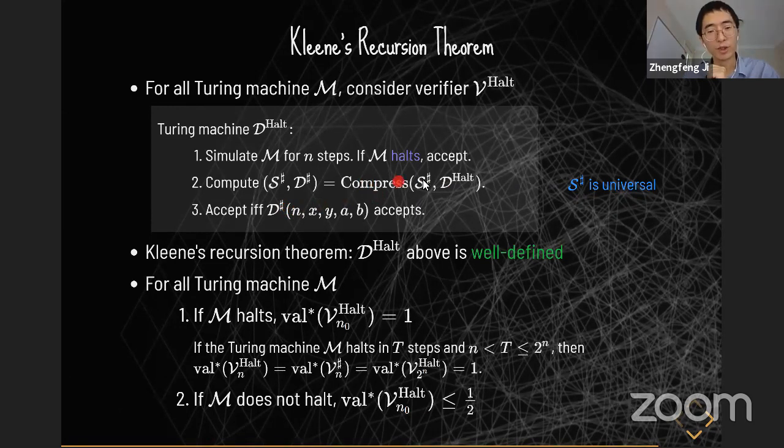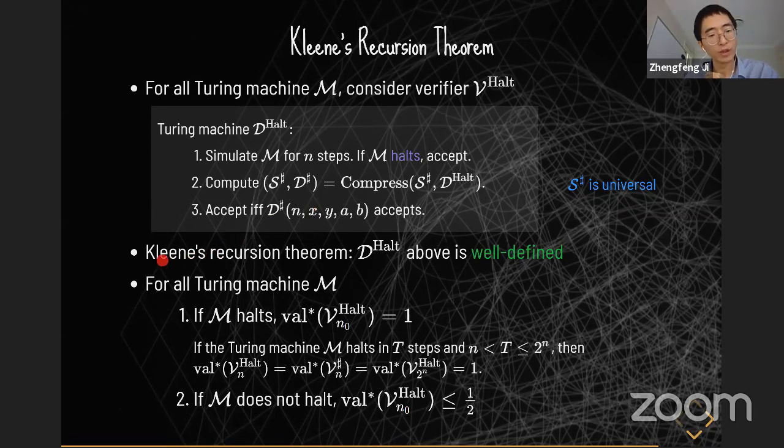So intuitively, the compression theorem guarantees us that the compressed game of index n is simulating what this uncompressed game D-hat over 2 to the n index. So it's essentially checking in this step, like, to simulate M for 2 to the n steps, and if it halts and accepts. So as you can see, if M halts eventually, then the game should be able to detect this.